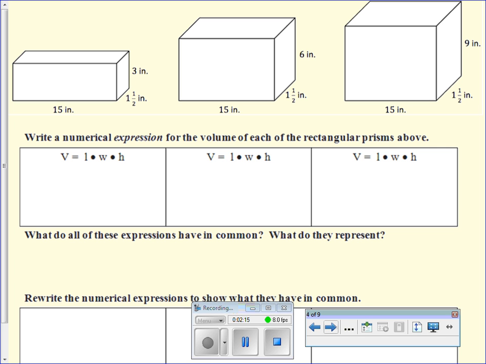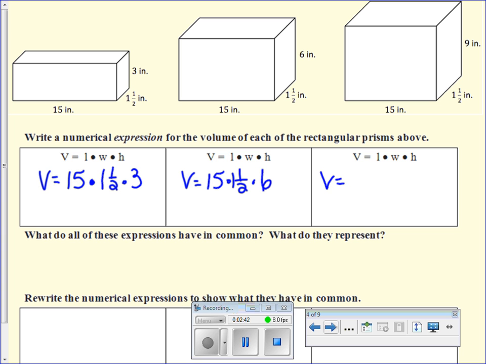So we're used to finding volume, length times width times height. So let's do that. So let's write our 3 expressions for our 3 rectangular prisms. So volume equals length times width times height. Volume equals 15 times 1.5 times 3. Volume equals 15 times 1.5 times 6. Volume equals 15 times 1.5 times 9. Let's take a look at these 3 numerical expressions.